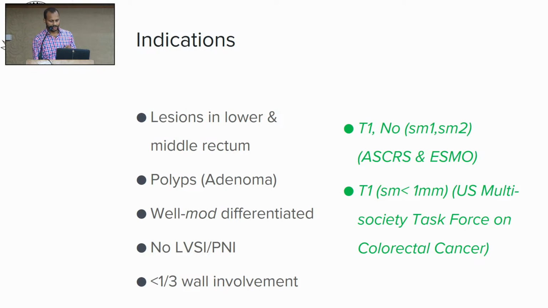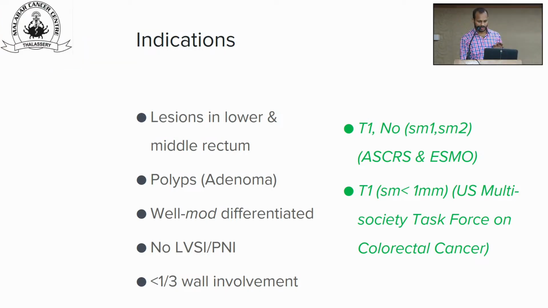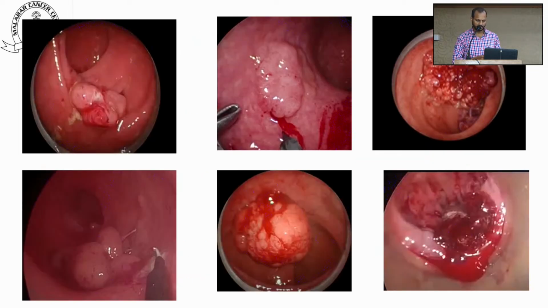As per the American Society of Colon and Rectal Surgeons and ESMO, the European Society of Medical Oncology, the recommendation is T1, N0, SM1 or SM2. And the US Multi-Society Task Force has a slightly varying definition or indication. Instead of SM1 and SM2, they put it as less than 1 millimeter submucosal invasion, which is approximately the same. So these are some of the cases that we have operated on in Malabar Cancer Center. You can see that these are small lesions with less than one-third of the wall involved.